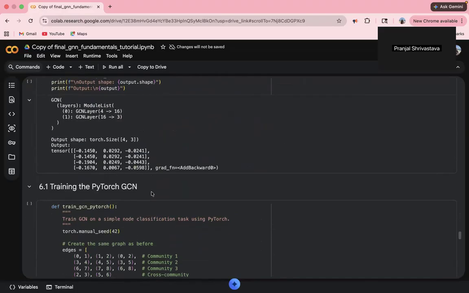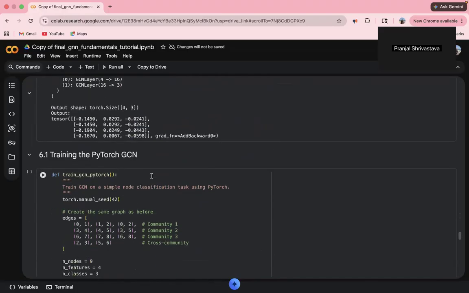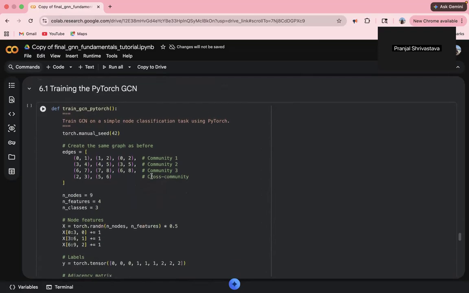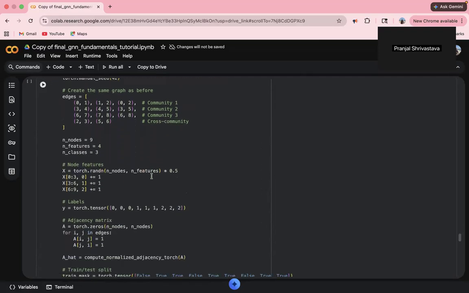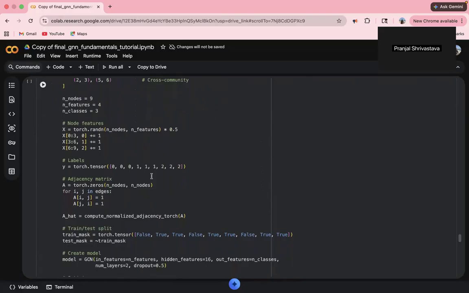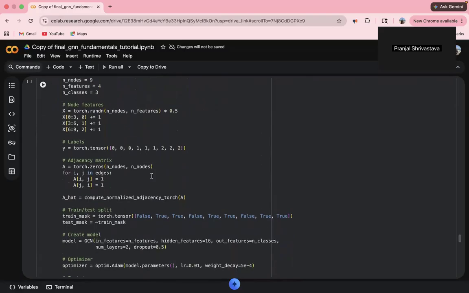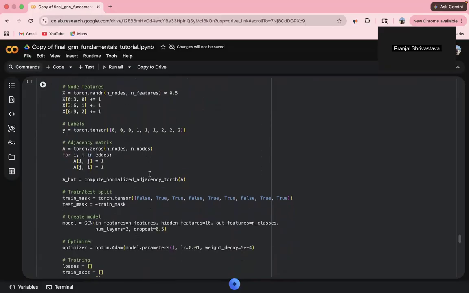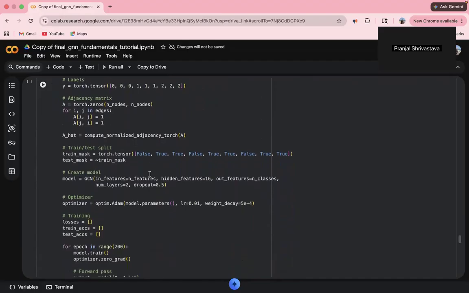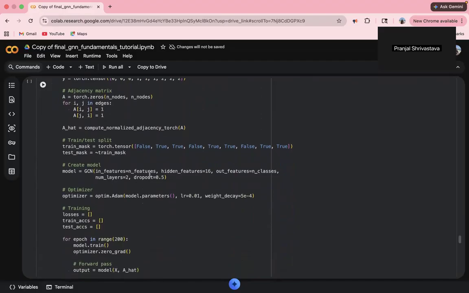Training the PyTorch GCN. The PyTorch version is cleaner. We define the weight as an nn.Parameter, so PyTorch tracks it for autograd. The forward pass is 2 lines: project features, then aggregate with the normalized adjacency matrix. Using Glorot initialization, also called Xavier uniform, ensures the initial variance is appropriate for the layer depth, preventing vanishing or exploding gradients from the start.